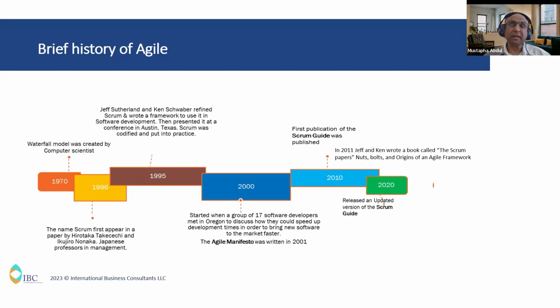Then in 2000, 17 software developers got together at a retreat in Oregon for several days, where they discussed all of the challenges they were facing and tried to find new ways of developing software to deliver it faster to customers and eliminate problems with testing and bug fixing late in the project. The outcome of that was a document called the Agile Manifesto, which was put together and published in 2001.